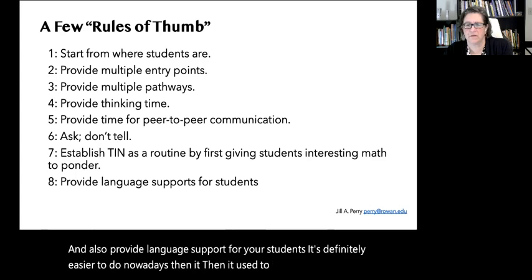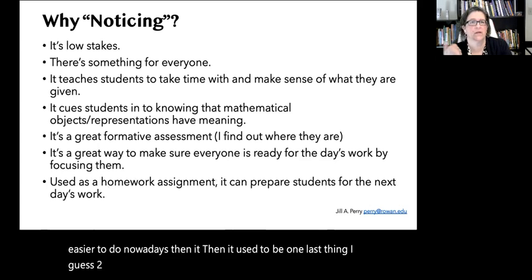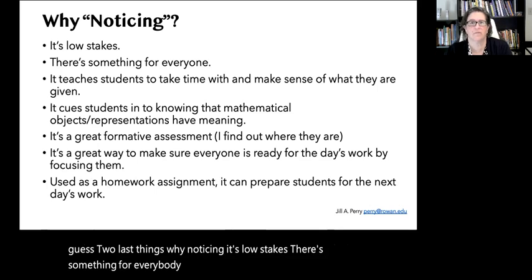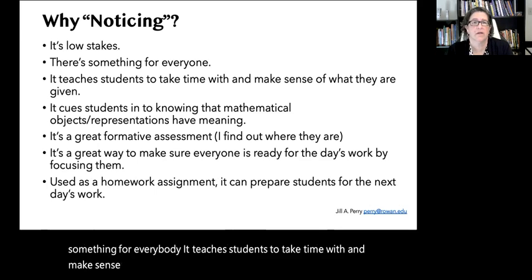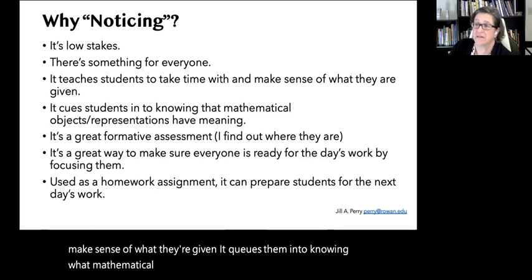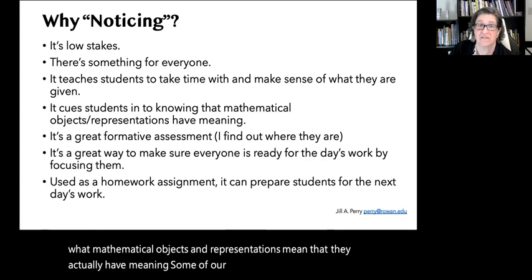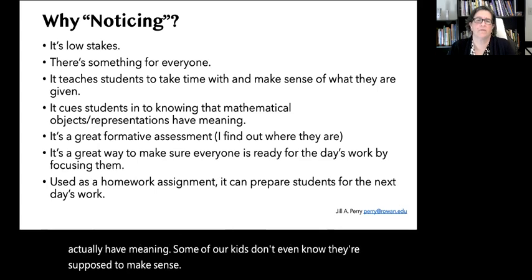One last thing, I guess two last things. Why noticing? It's low stakes. There's something for everybody. It teaches students to take time with and make sense of what they're given. It cues them into knowing what mathematical objects and representations mean, that they actually have meaning. Some of our kids don't even know they're supposed to make sense. It's a really great formative assessment.